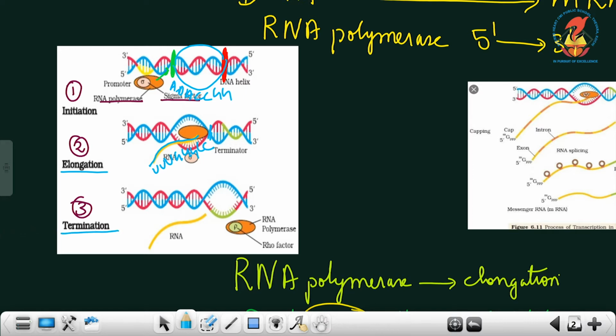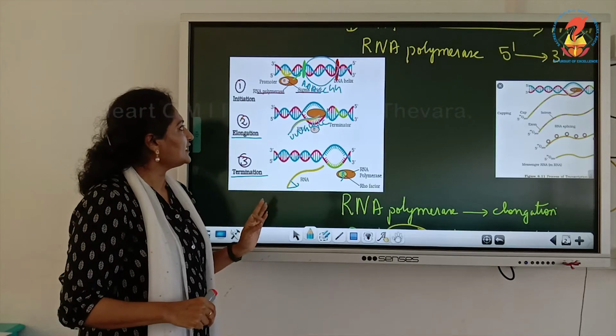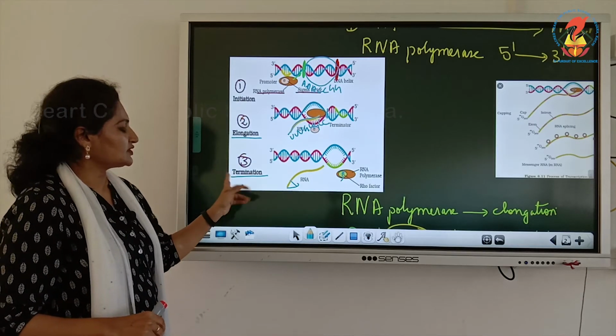Now you can see this RNA polymerase binds with another factor called the Rho factor for this to terminate. And what happened? Everything is released. The mRNA is released. The coil of the DNA binds back and the RNA polymerase detaches. So the three steps are initiation, elongation and termination.